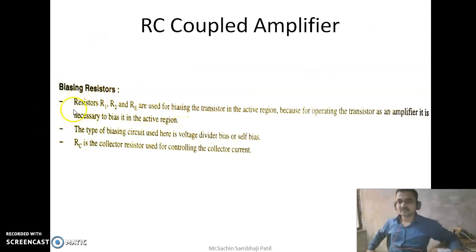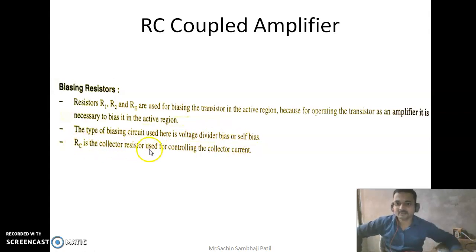The biasing resistors are R1 and R2, RE is the emitter resistor, for biasing the transistor in the active region. To operate the transistor as an amplifier, it is necessary to bias it in the active region, because it can work as an amplifier in the active region only. That's why biasing resistors are required. The type of biasing circuit used here is voltage divider bias. RC is the collector resistor used for controlling the collector current.